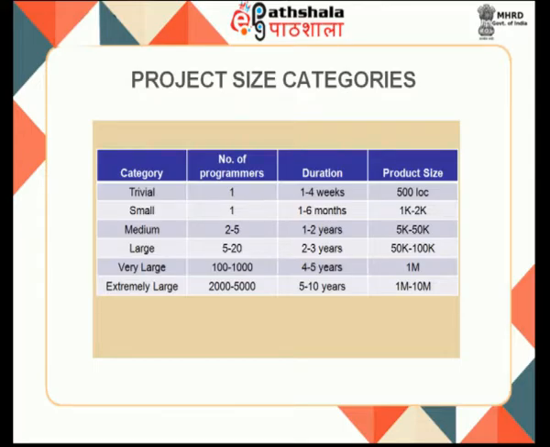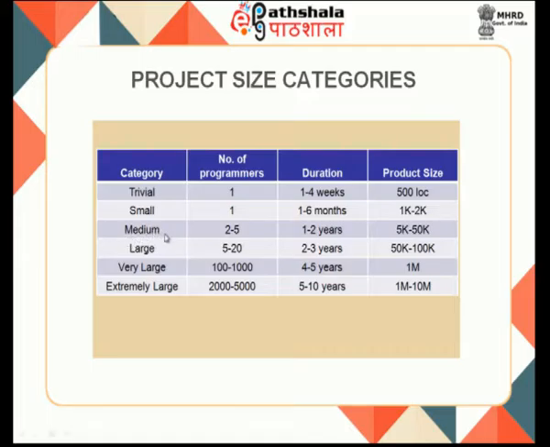Now let us look at simple project size categories. This is how we define the projects. For a simple trivial project, the number of programmers required is basically 1. The duration for the project may go to a maximum of 4 weeks and the project size might be only 500 lines of code. Whereas the same when considered in terms of smaller projects, again one programmer with 1 to 6 months of time might go with a maximum of 2000 lines of code.